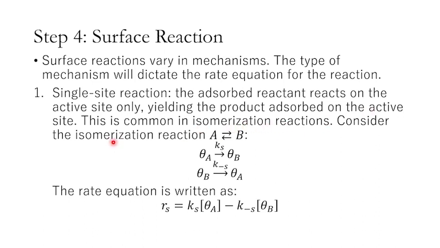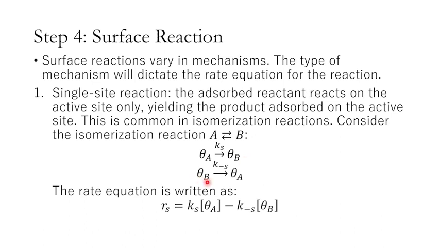Consider the hypothetical isomerization reaction A yields B. This is a reversible reaction. Our single site reaction mechanism says that A, our reactant adsorbed on an active surface, will react to form B, our product, which is still adsorbed on the active sites of the catalyst. This is our primary reaction. And of course, this being a reversible reaction, the reverse of that should also be considered.